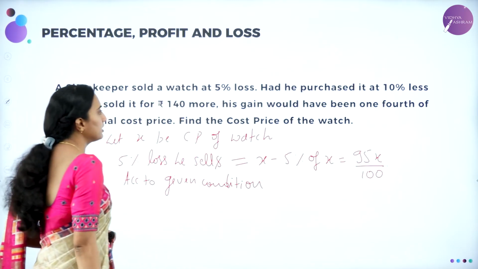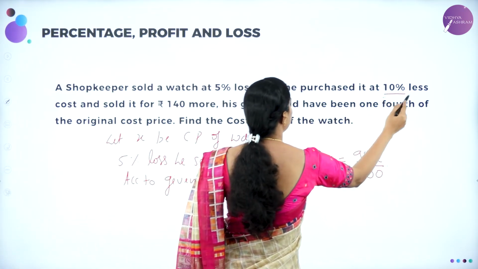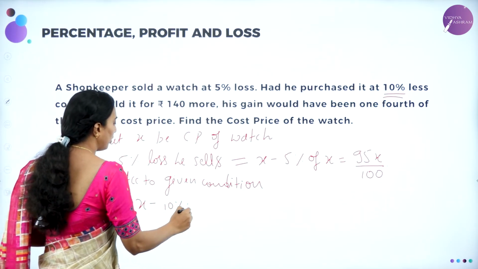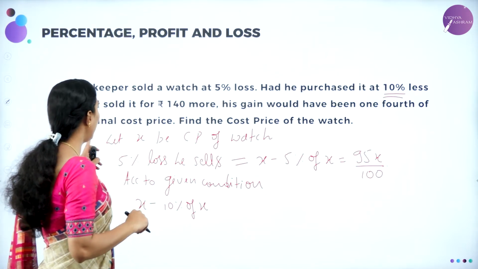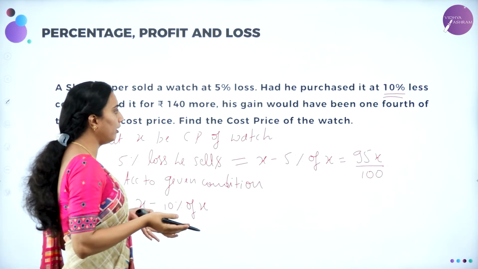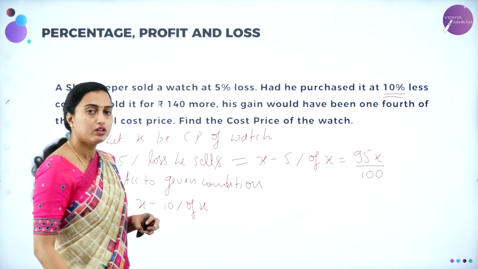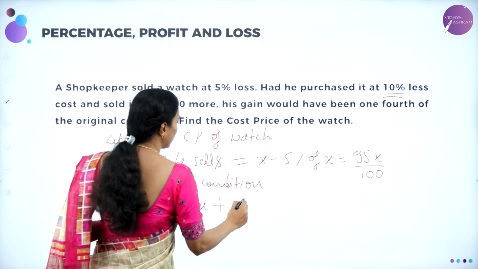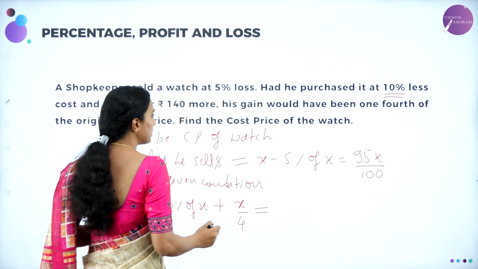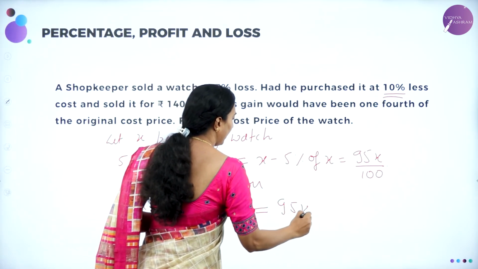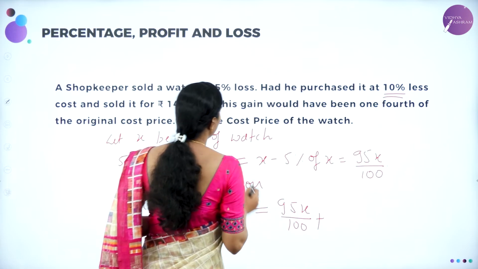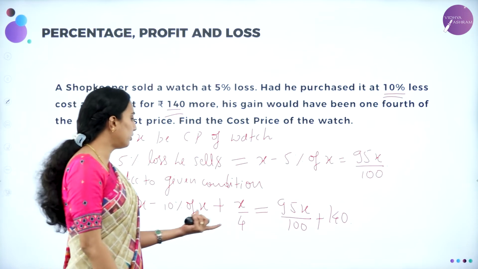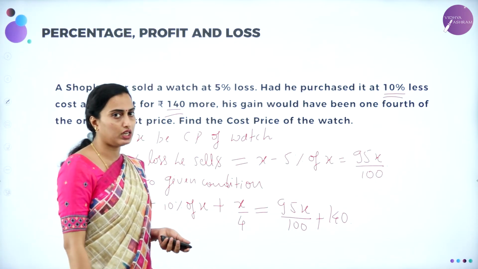Now again, according to the given condition, he purchased at 10% lesser, so you have X minus 10% of X, and sold it for 140 more. You would have gained 1/4 of the original cost, isn't it? So which will be equal to plus, what is that? 1/4, that is X by 4, is equal to how much he is going to have? 95X by 100 selling price plus 140 more means plus 140. That's it, dear. The relation will be like this. This will be equal to this amount of selling price. We can equate that, right?